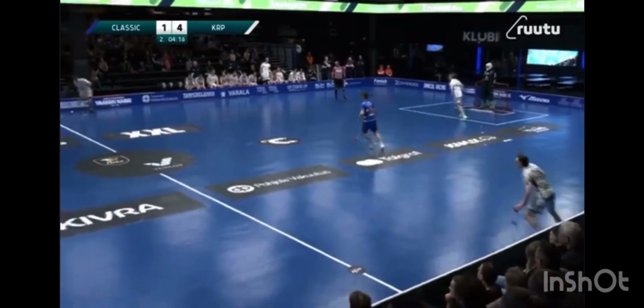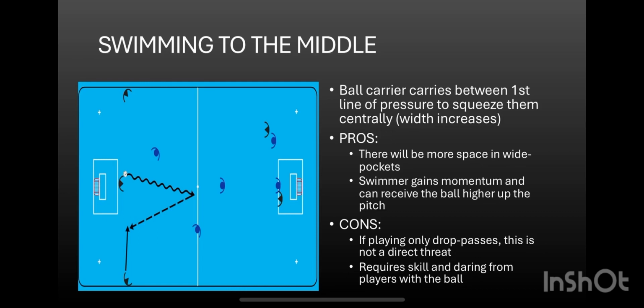So, as we saw in the video, that swimming to the middle has many benefits. Some of those benefits are that there will be more space in the wide side pockets, and the swimmer that moves to the center with the ball will gain some momentum, and they can receive the ball back higher up the pitch. So they will be able to leave their original position.